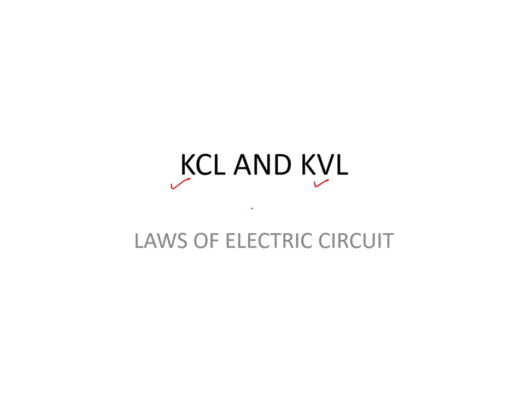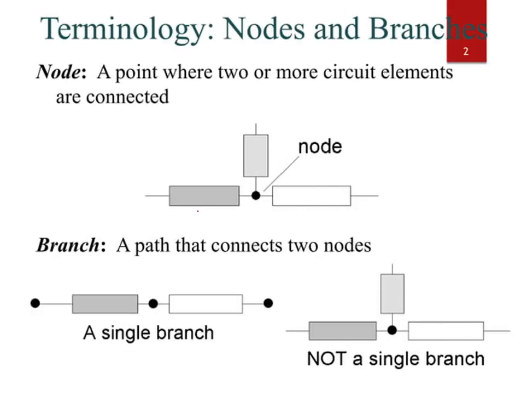Okay, so we'll go one by one. Okay, but before starting KCL and KVL, we need to know some terminology related with electrical circuits. Okay, so let's see. So first is what is node and what is branch. Okay, so as you see, node is a point where two or more circuit elements are connected. Point, two or more circuit elements.